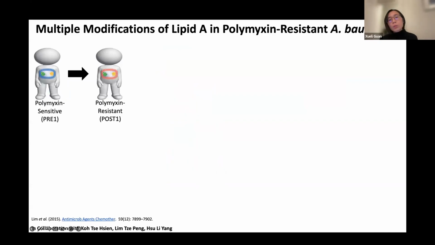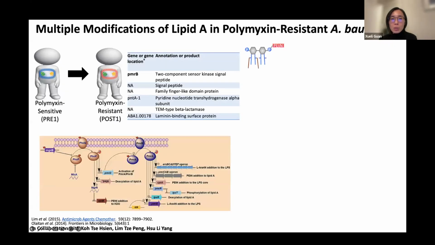So we went back to look into the data generated by the SGH colleagues because they have earlier published the genome sequence of these strains, and one of the mutations is in PmrB, the two-component sensor kinase. And this kinase is involved in the regulation of a few enzymes, one of which, of course, is involved in the addition of phosphoethanolamine to the LPS core. But another modification that we took note of is acylation, deacylation.